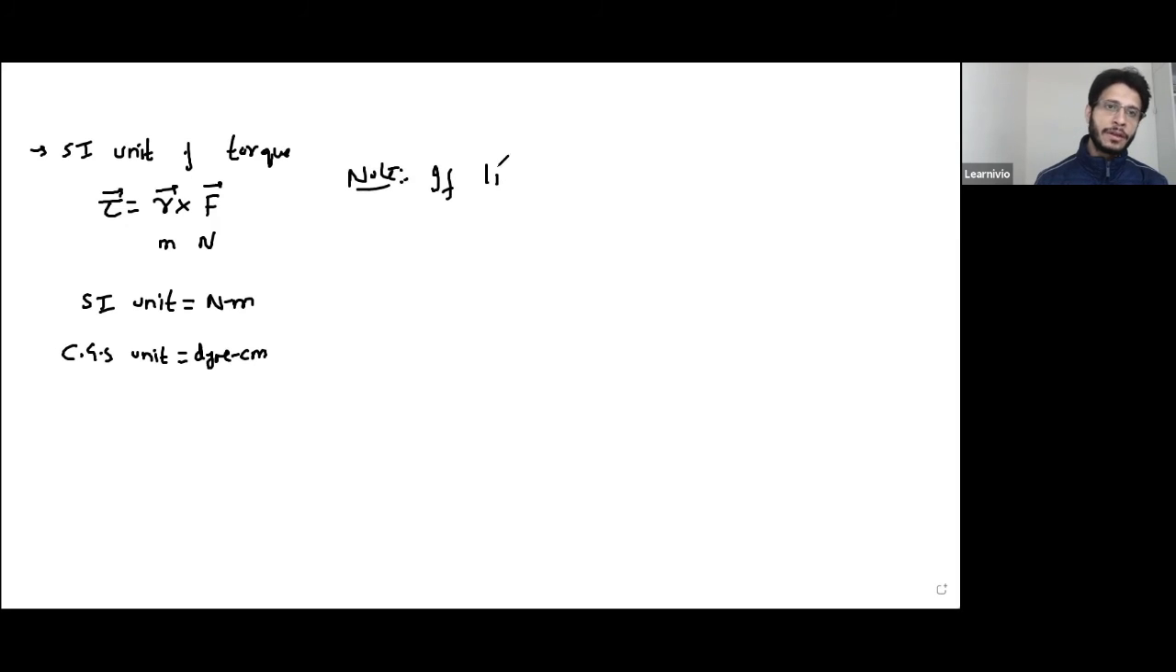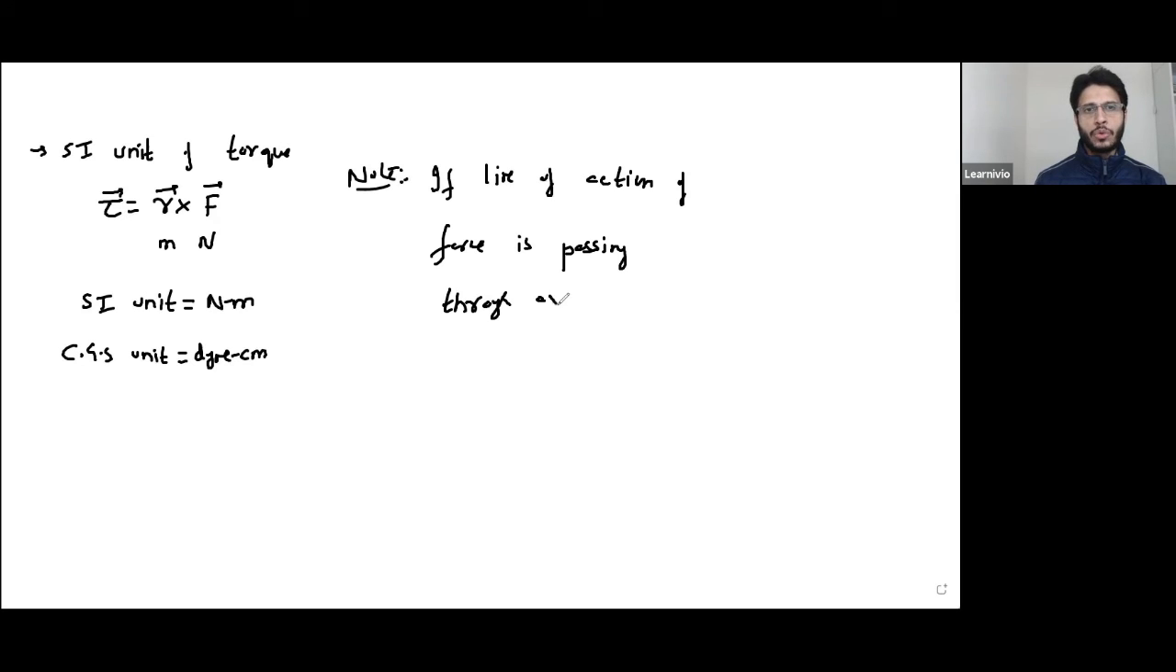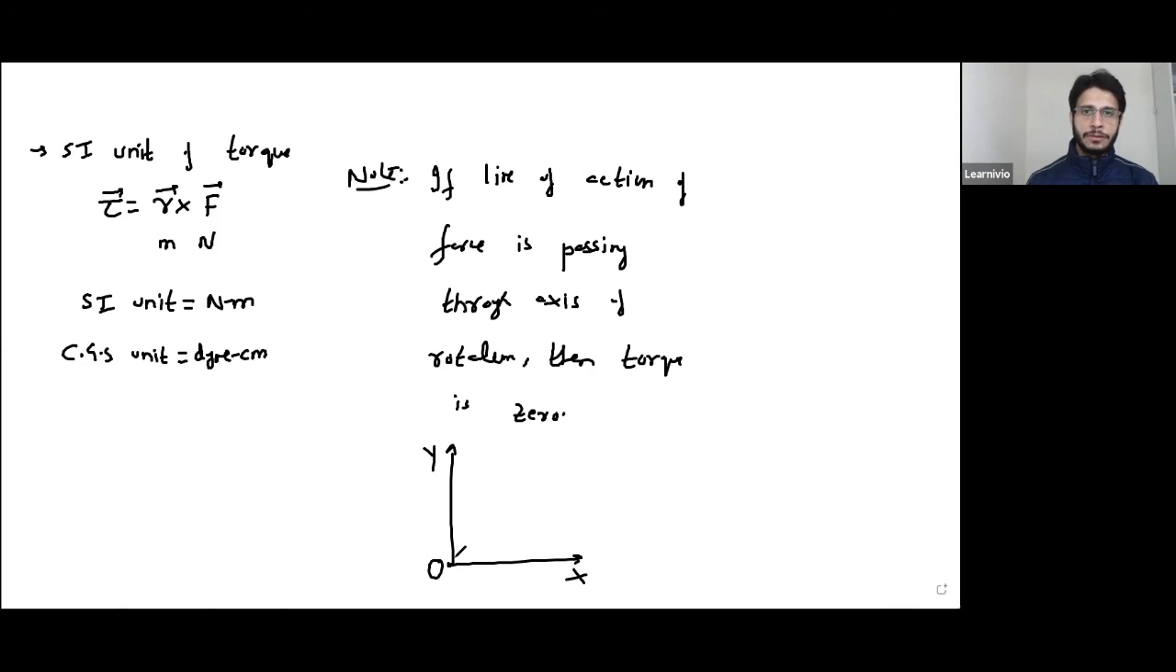Remember one thing. If line of action of force is passing through axis of rotation, then torque is 0. It means this is x-axis, this is y-axis, this is the axis of rotation, and this is the direction in which you are applying force. So this is the line of action of force and this is the axis of rotation. Your line of action of force is passing through the axis of rotation.